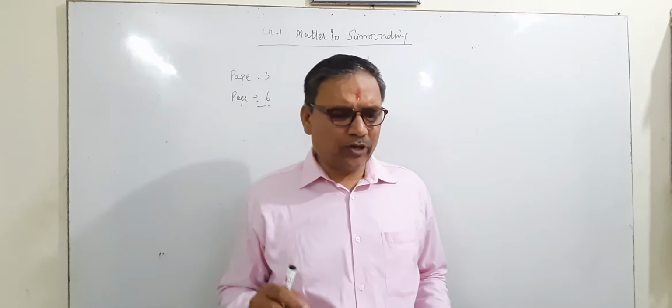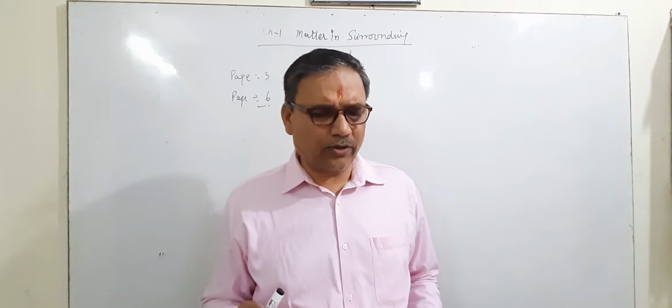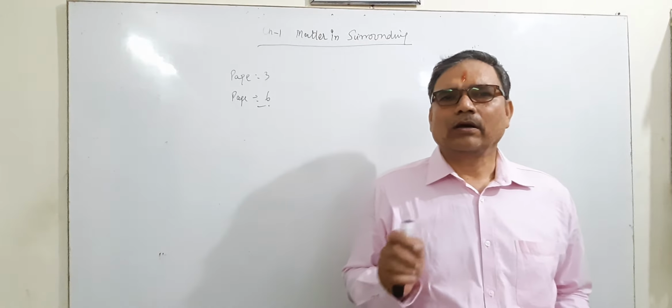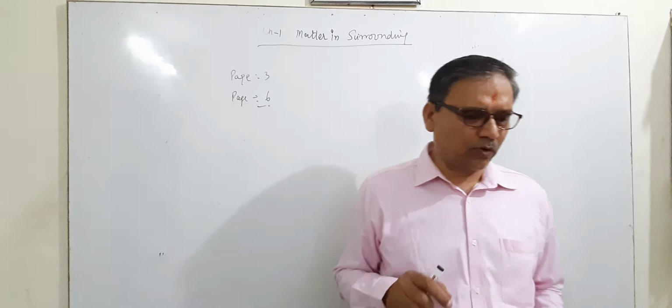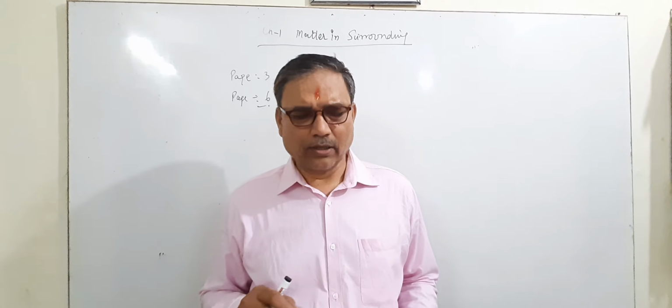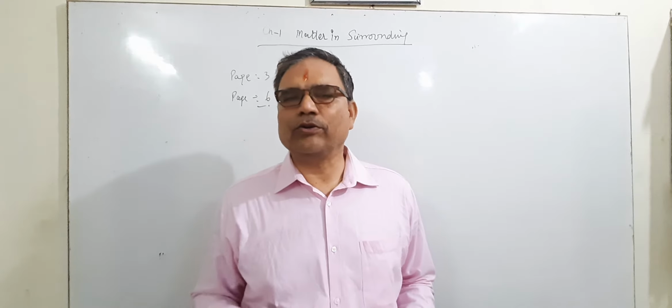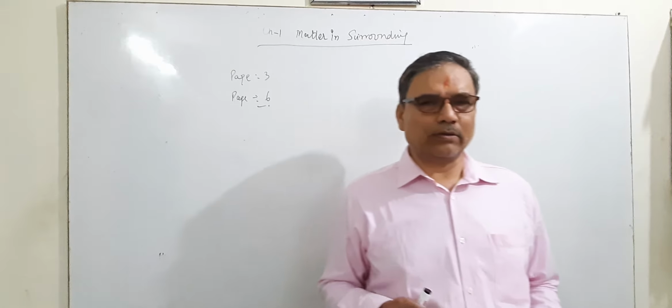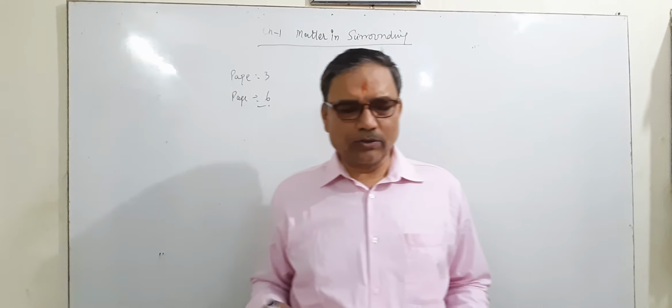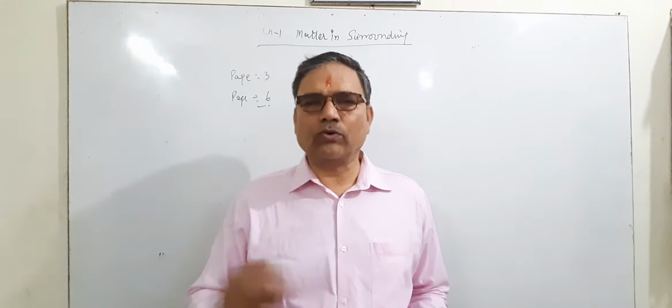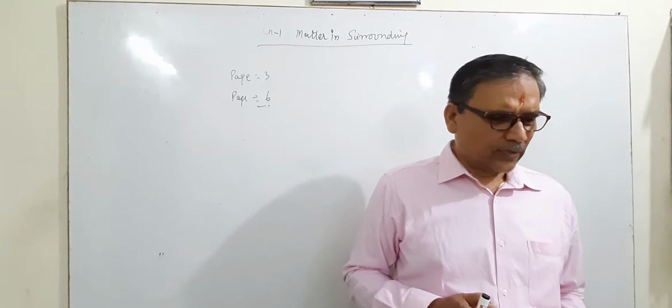The mass per unit volume of a substance is called density. You know it very well. Underline this definition of density. Density is mass per unit volume. What is mass? You know it very well. What is volume? You know it very well. The unit of mass and the unit of volume you have to know.